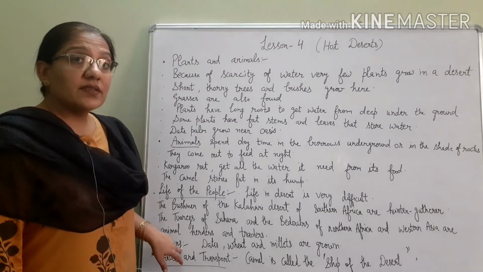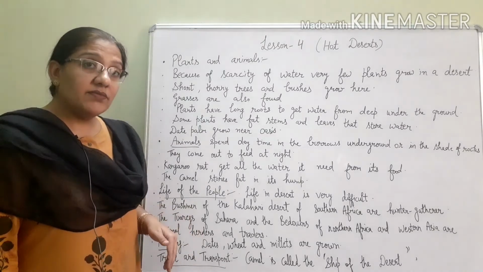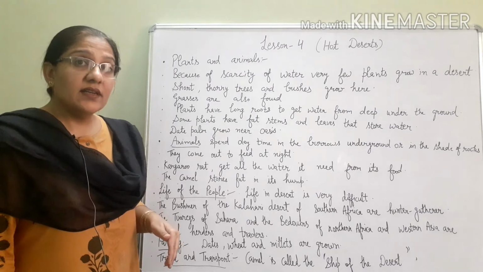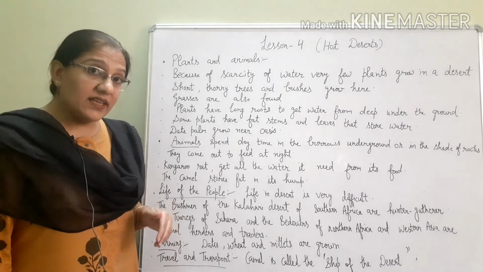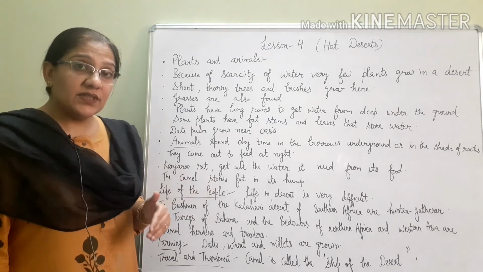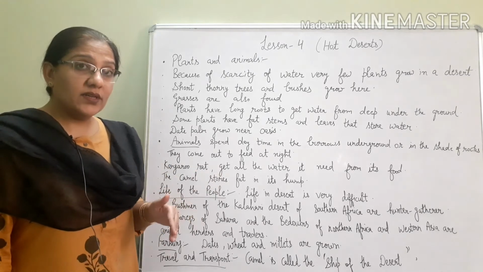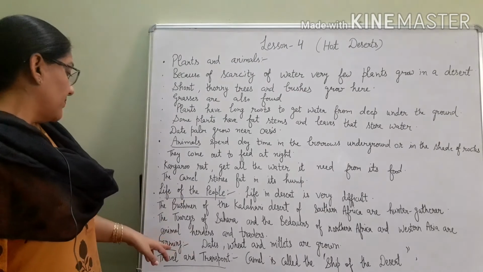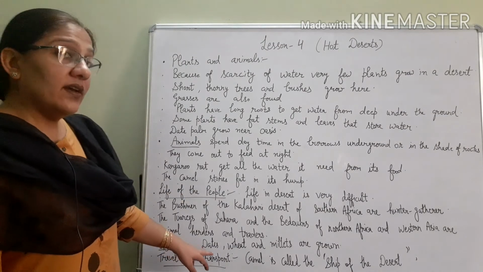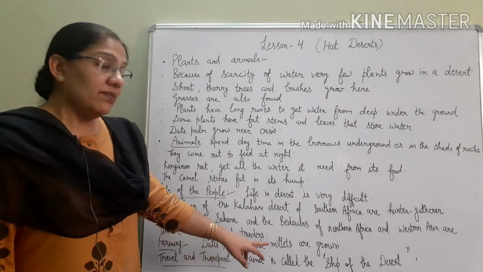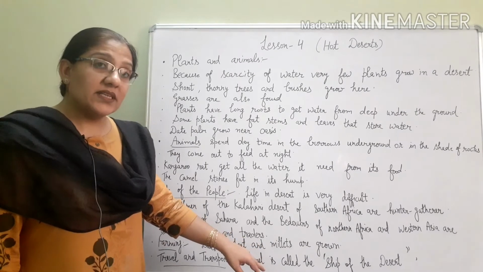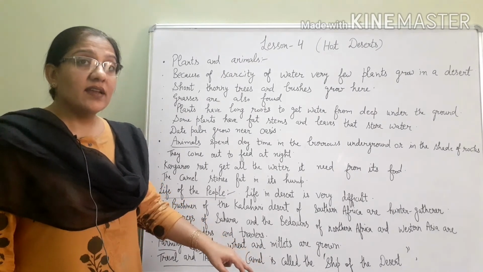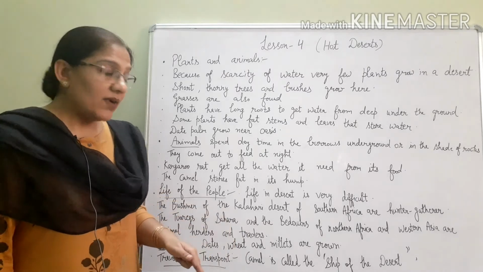Farming. Because of the very little rainfall, farming is also not easy. Crops cannot be grown easily here, but in places where there is water or an oasis, some crops can be grown. Dates, wheat and millets are grown here. Millets means hard cereals like ragi, jowar and bajra.